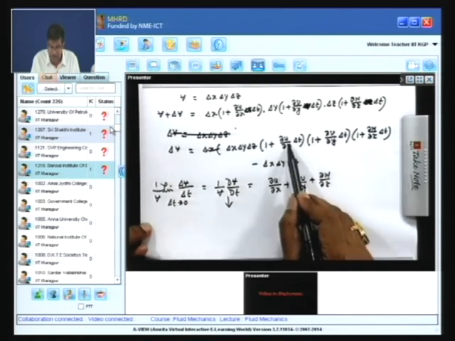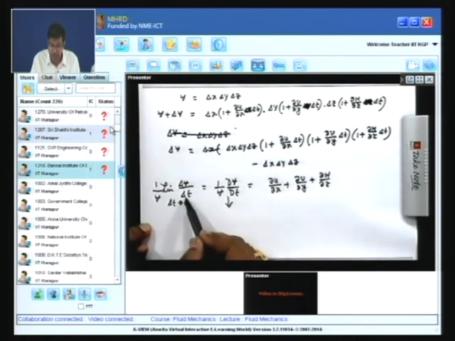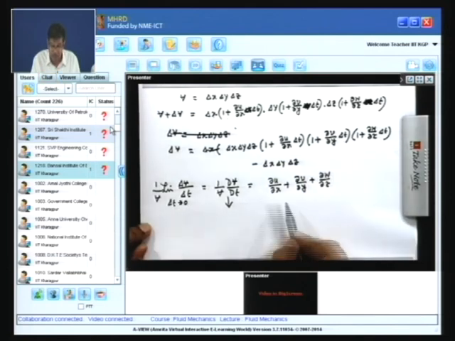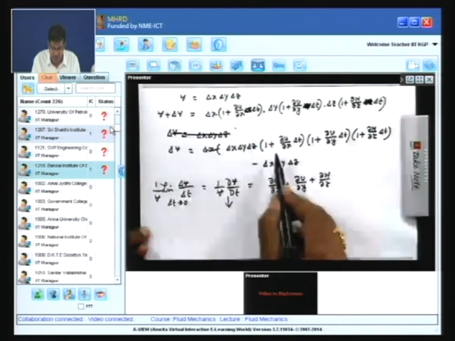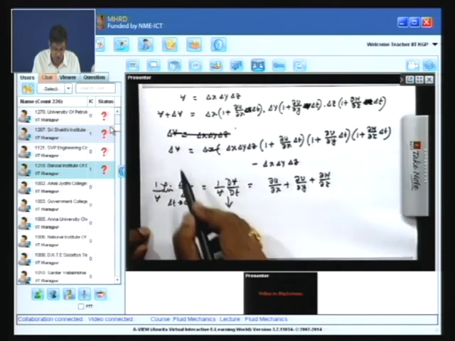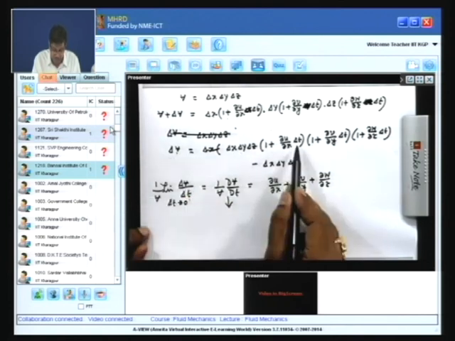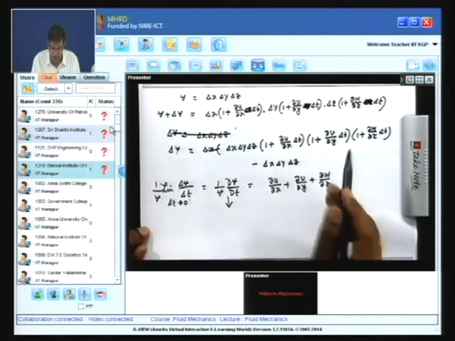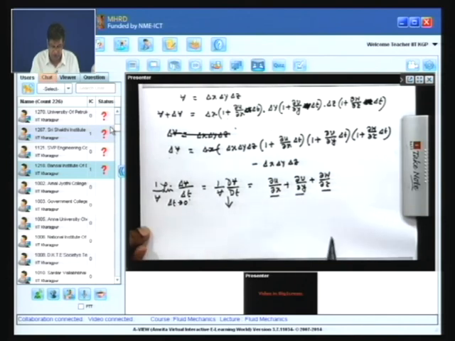And we can neglect the del t square term, because when it is divided by del t, the del t square term will become a del t term, which within the limit will become 0. This I am not writing for the time constant. This is simple algebra: if you divide this expression by delta t and take the limit, the term containing delta t will vanish, and ultimately you will land up with these three terms.